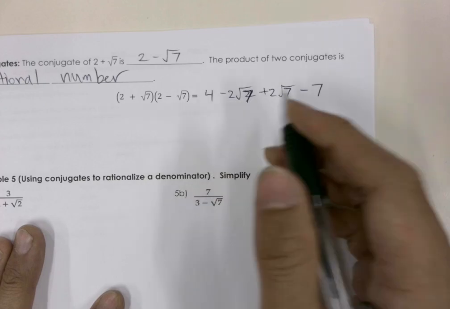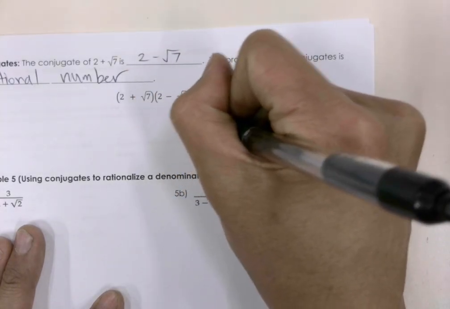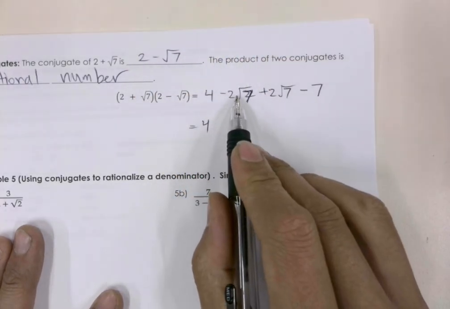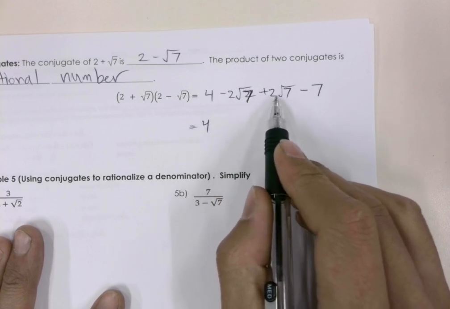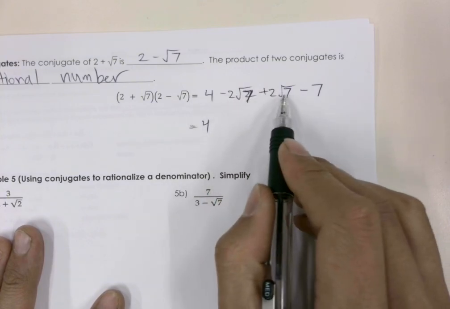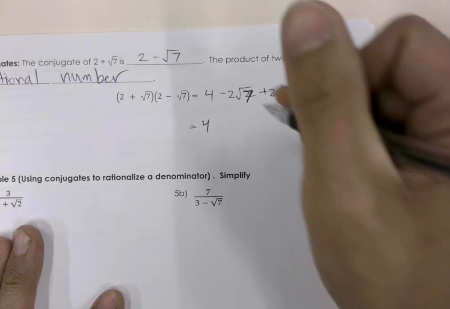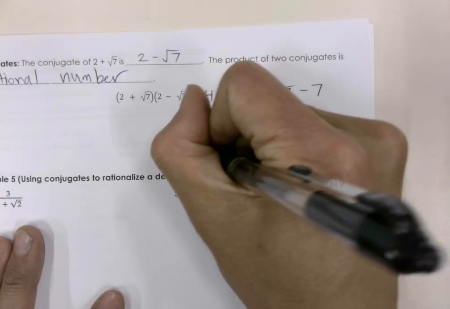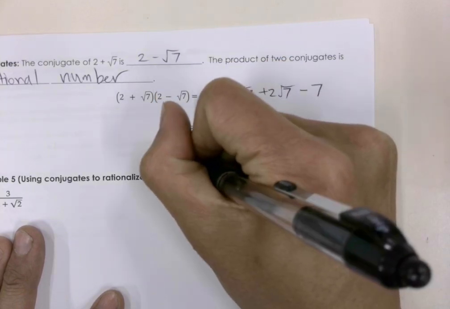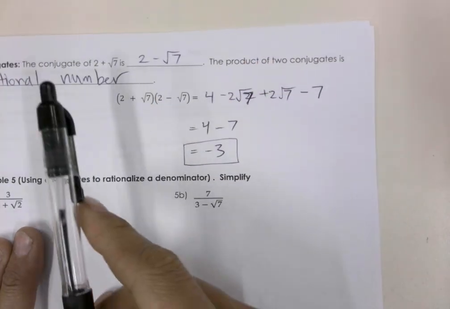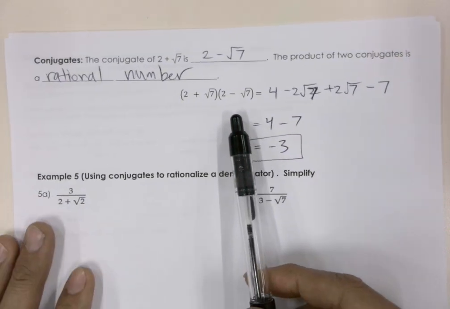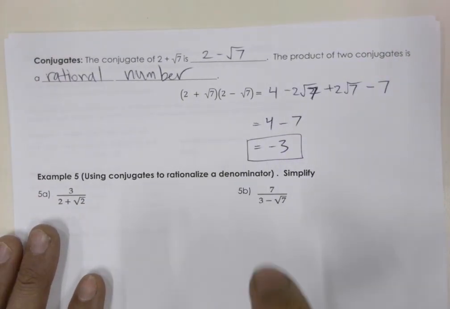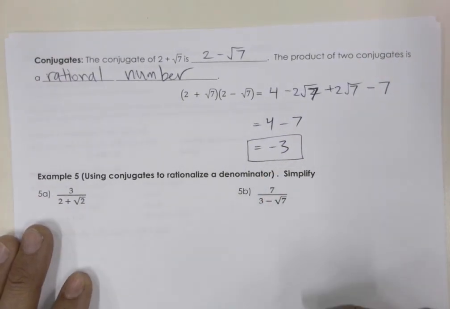Okay, so then when we simplify, we get 4. The negative 2 times square root 7 plus 2 times square root 7, these are like terms, and they cancel out. Right? That just leaves us with 4 minus 7, which is equal to negative 3. So multiplying conjugates together results in a rational number without a square root.